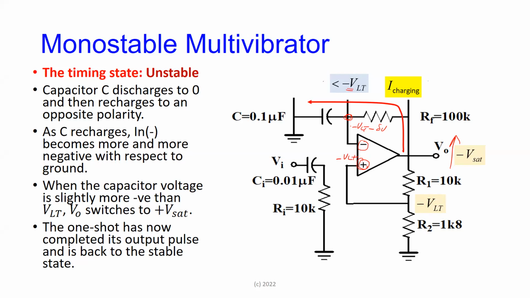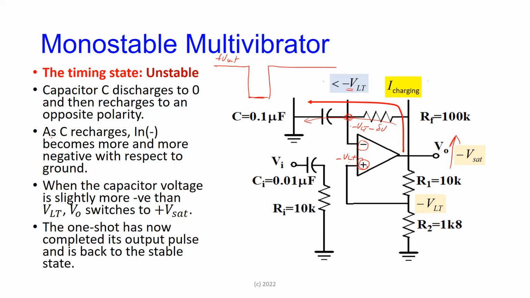So this only stays in this negative state for a while. It was stable. We put the trigger, so it was at plus VSAT. We put the trigger and it goes to minus VSAT. In the minus VSAT stage, the capacitor C charges through RF, so whatever that time constant behavior is, it charges. And then as soon as it charges to a little bit more negative than VLT, the circuit goes back up into the stable state.